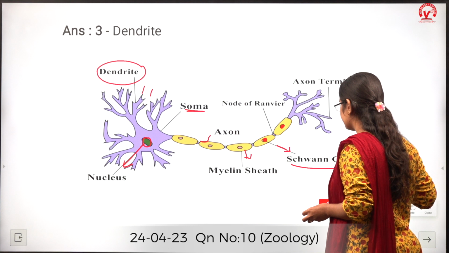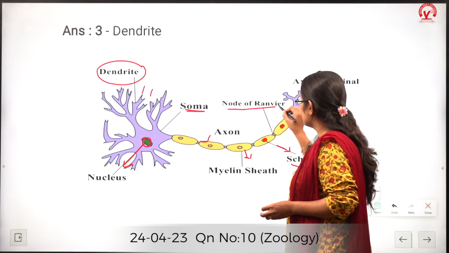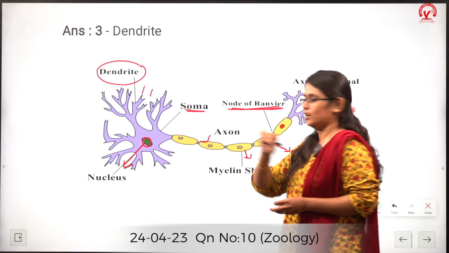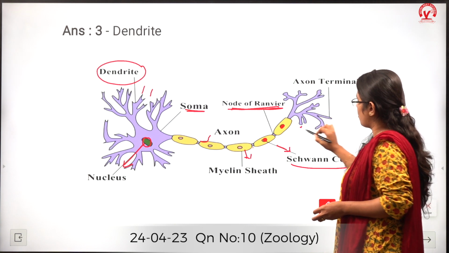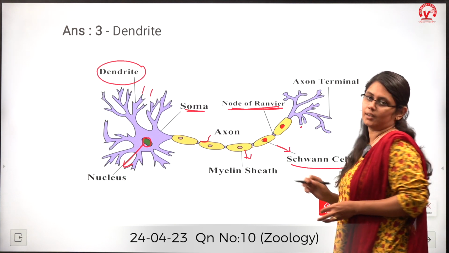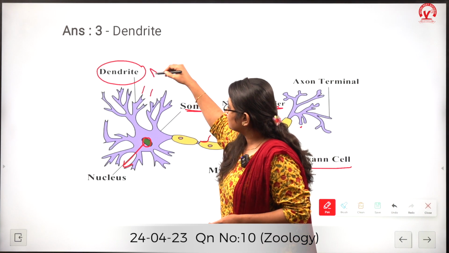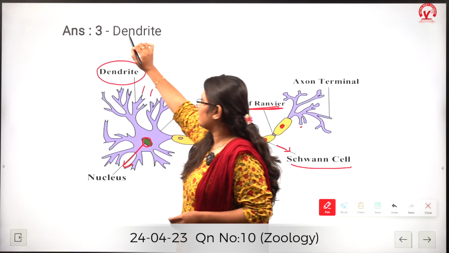Okay, and in between the myelin sheath we have certain gaps. They are called nodes of Ranvier, and this is the terminal part of the neuron which is called the axon terminal. So in this question they are asking about the part A, that is dendrite. So the correct option will be option 3, dendrite.